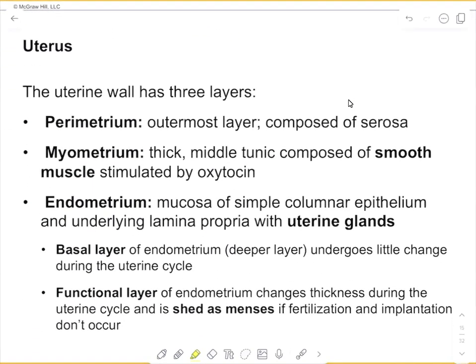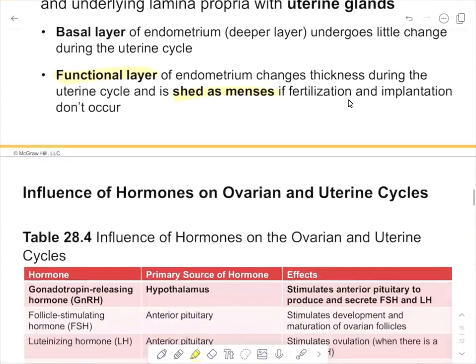Within the uterus, there are 3 important layers. The innermost layer is the part that is responsive to hormones and sloughs off every month. Specifically, it's the functional layer of the endometrium and is shed as menses if fertilization and implantation do not occur. The basal layer is the deeper layer that undergoes little change during the uterine cycle. The middle layer is the myometrium, which is smooth muscle stimulated by oxytocin. And then the outermost layer is the perimetrium.